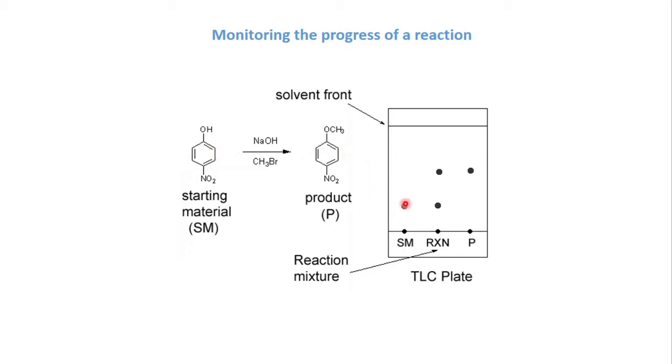So in TLC, high polar will remain at the bottom and low polar goes up in normal phase run. Similar to paper chromatography, this I have already explained in the last video. So this is high polar, this is low polar. So you can easily see the Rf value of this is higher than this.